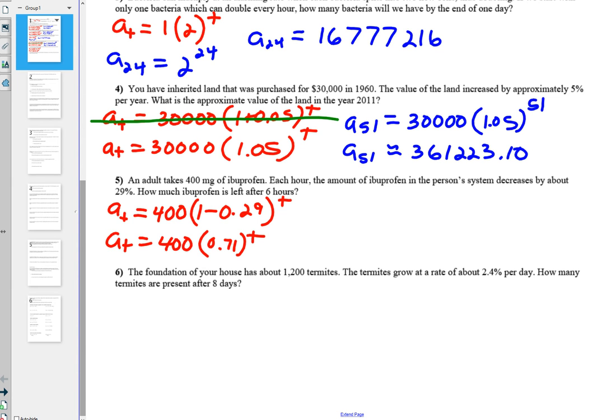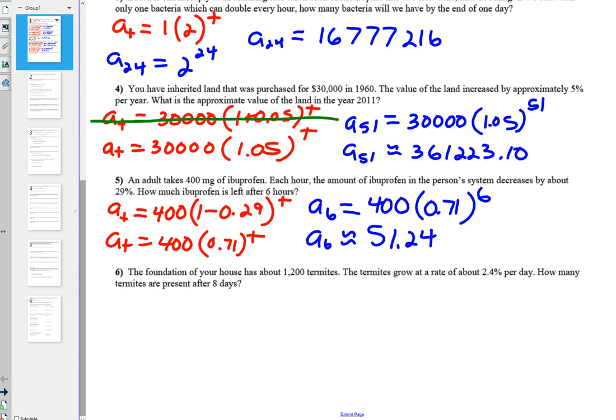Since we're measuring time in hours, it's asking me for 6 hours. The amount after 6 hours is 400 times 0.71 to the power of 6. Around 51.24. The amount after 6 hours is around 51.24 milligrams. So we've absorbed a lot of it.